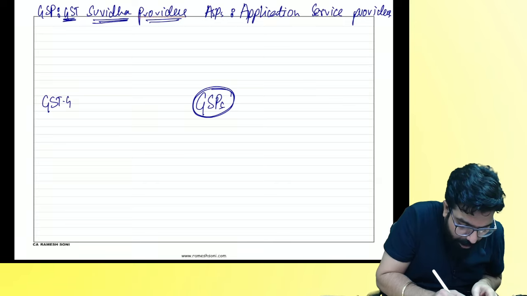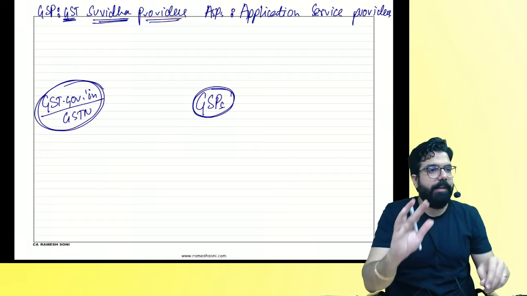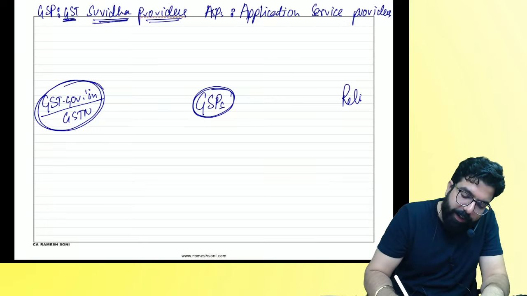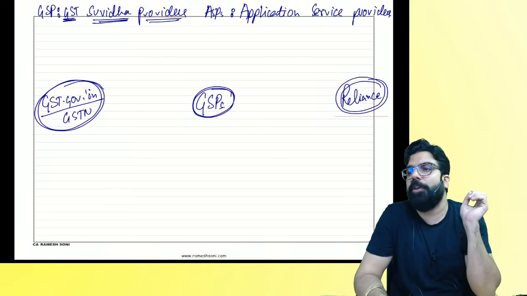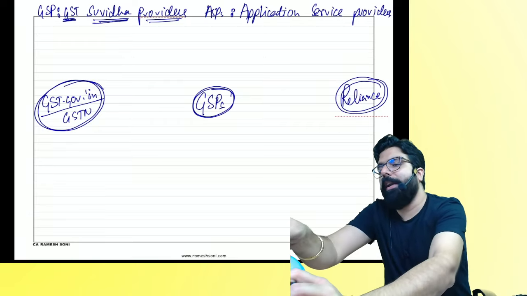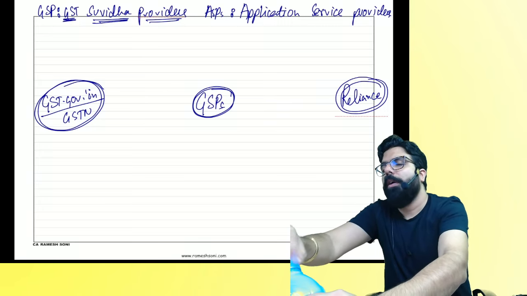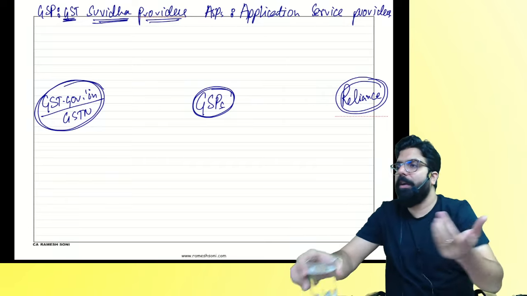What is this? gst.gov.in, basically managed by whom? GSTN. Here, you have to file your GST return, right? Correct, everyone? For example, we have Reliance over here. Reliance has 1 lakh invoices. All the invoice details Reliance wants to upload on gst.gov.in because the return has to be filed. When you file your return, you have to upload all your invoice details.